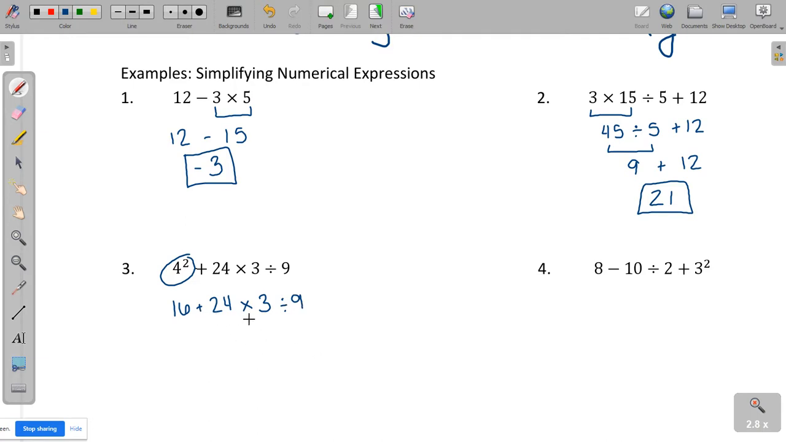Now we have addition, multiplication, and division. Multiplication comes first, so we're going to multiply 24 times 3, and 24 times 3 is 72. Bring down everything else as is. Then we're going to divide. 72 divided by 9 gives us 8. Bring down our plus 16. And lastly, 16 plus 8 gives us 24.